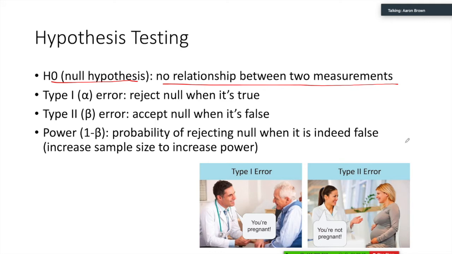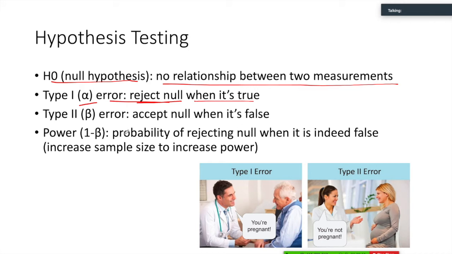But we may make some errors along the way. So a type one alpha error is rejecting the null hypothesis when it's true, okay? So we do our research study and we say, you know what? We proved that gym locker rooms cause foot fungus. There is a relationship. When in reality, that's not the case. We made a type one error, okay? In reality, gym locker rooms have nothing to do with foot fungus, but somehow we made a mistake in our research and proved that there is a connection, okay?